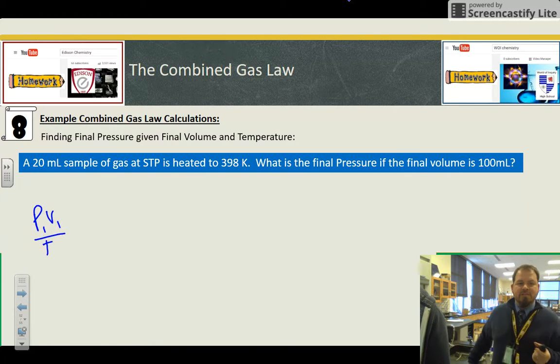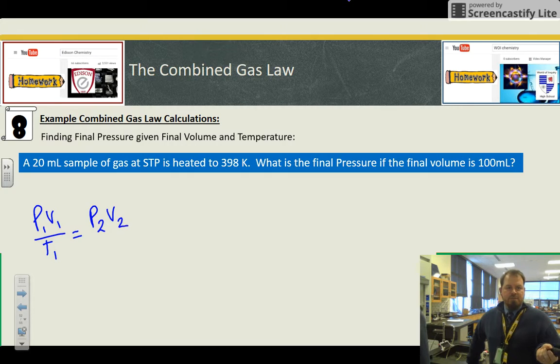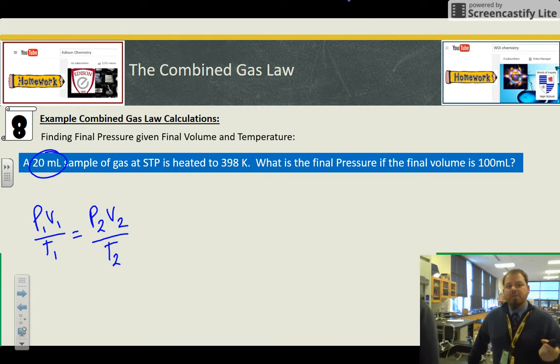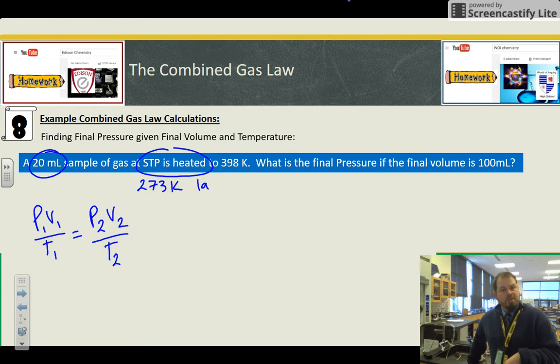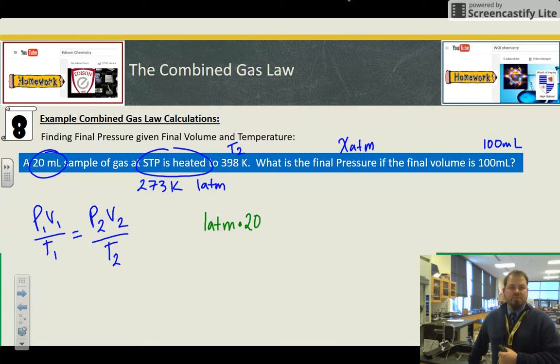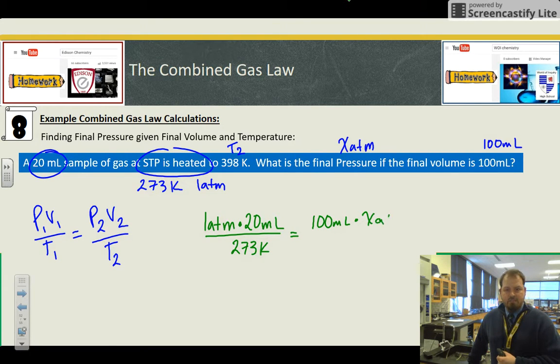So this one I like a lot because it says 20 milliliters of gas at STP. So we need to make sure we review that and know what STP means. It means 0 degrees Celsius, which converts into 273 kelvins, and 1 atmosphere. And then it's heated to 398 kelvins. What is the final pressure if the volume is 100? So I know I'm looking for final pressure. I'm given final volume. Heated is the change in temperature, so I have my final temperature. Plug and chug. I got 1 times 20 over 273 equals 100 times x over 398.